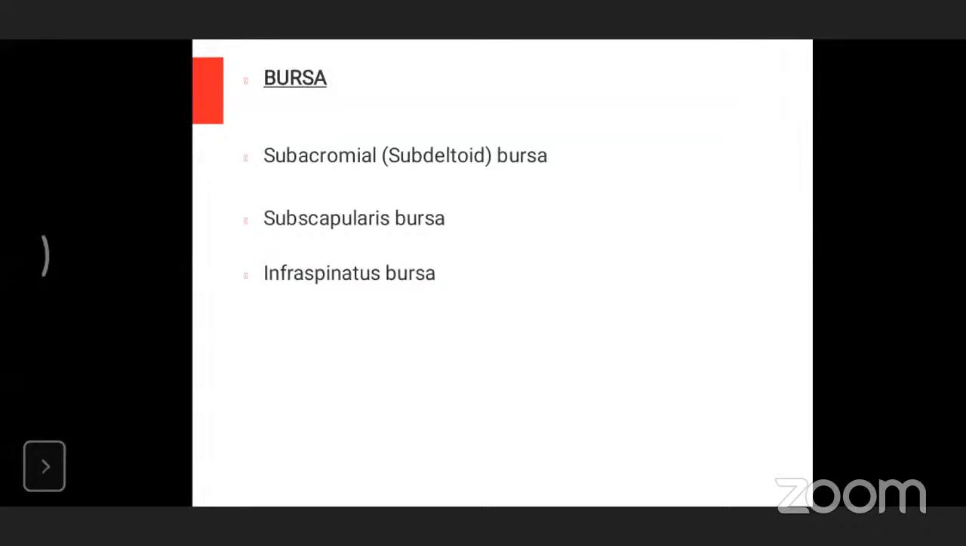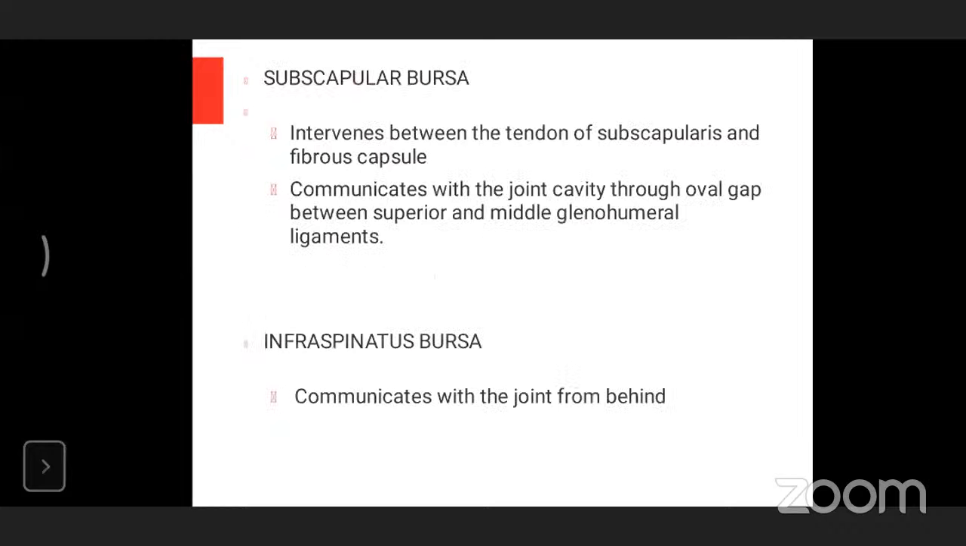Now coming to the bursae, there are mainly three: subacromial bursa, subscapularis bursa, and infraspinatus bursa. The subscapular bursa intervenes between the tendon of subscapularis and the fibrous capsule, and communicates with the joint cavity through an oval gap between the superior and middle glenohumeral ligaments. The infraspinatus bursa communicates with the joint from behind.